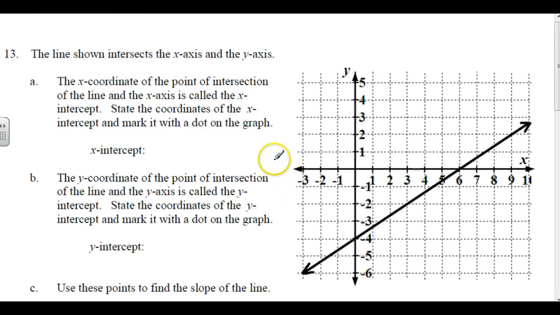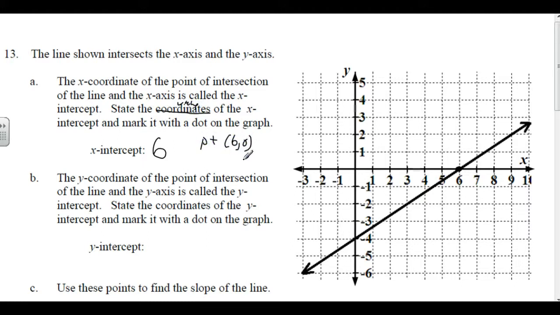The line shown intersects the x-axis and the y-axis. The x-coordinate of the point of intersection of the line and the x-axis is called the x-intercept. So this x value here. State the coordinates of the x-intercept and mark it with a dot on the graph. The x-intercept is simply the number 6. It's the x-coordinate. The point is 6, 0.